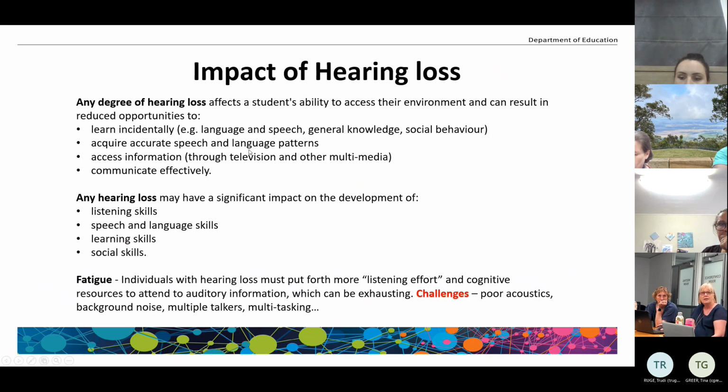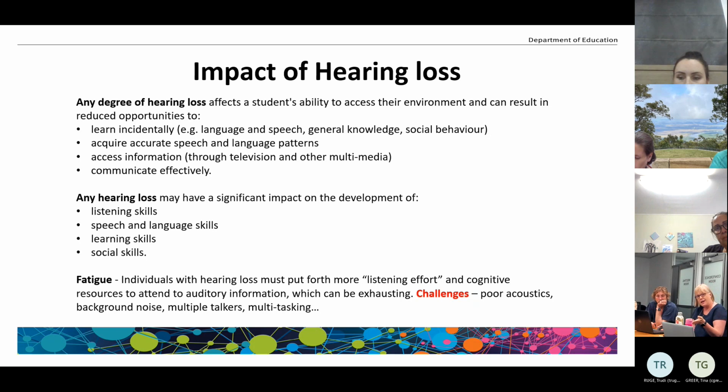So having a hearing loss obviously has a big impact on that, which means it can have a significant impact on their listening, their speech and language, their learning and their social skills. And again, fatigue, as Janelle talked about: when you have a hearing loss, you have to put a lot of listening effort and cognitive resources into attending to what you're listening to, and that can be exhausting.